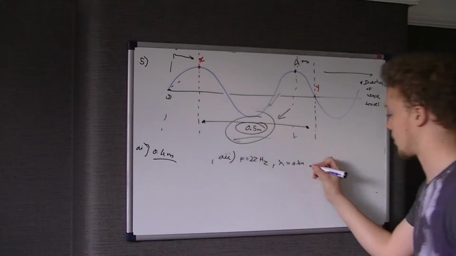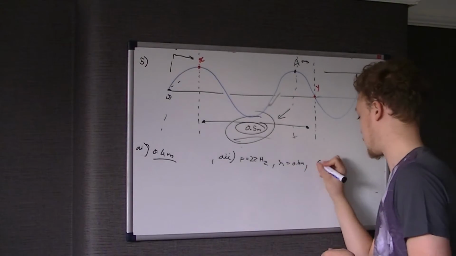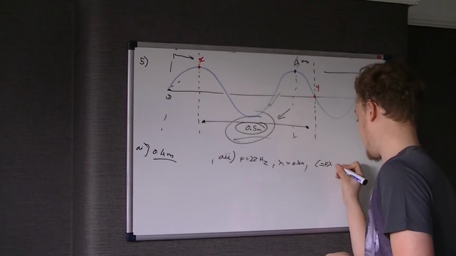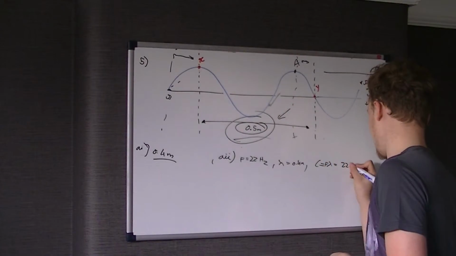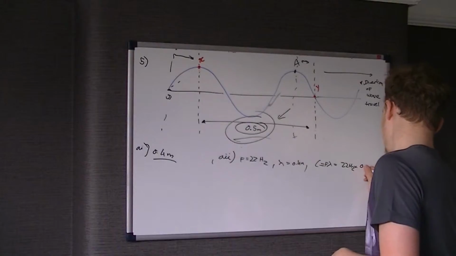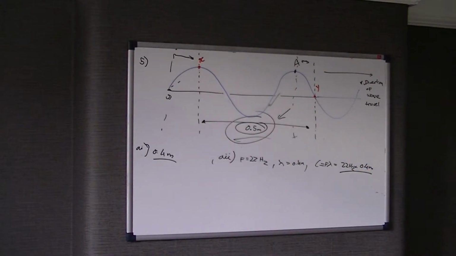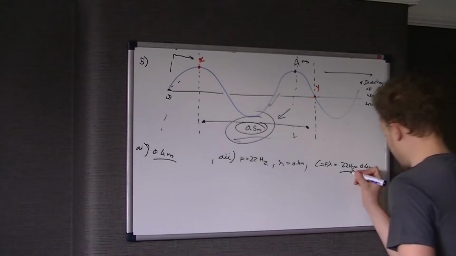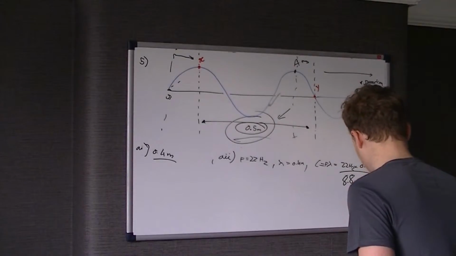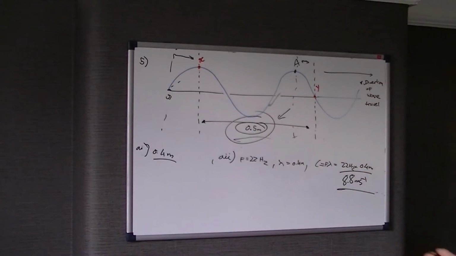You've already done that. Okay, so we've got f and lambda, well obviously c equals f lambda, so therefore c is equal to 22 Hz times 0.4 meters. And it's just a case then of subbing that into your calculator and getting an answer of 8.8 meters per second. And don't forget the meters per second there. Okay, so that's your A part 2 answer.